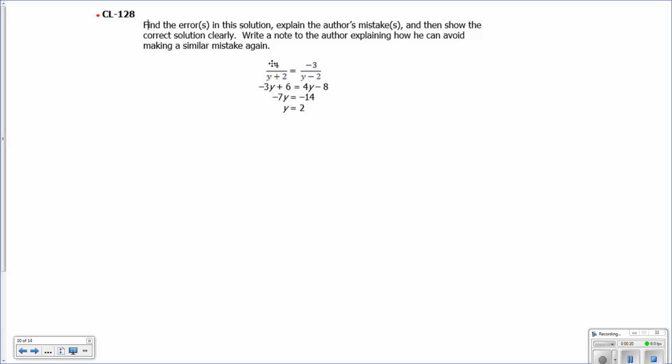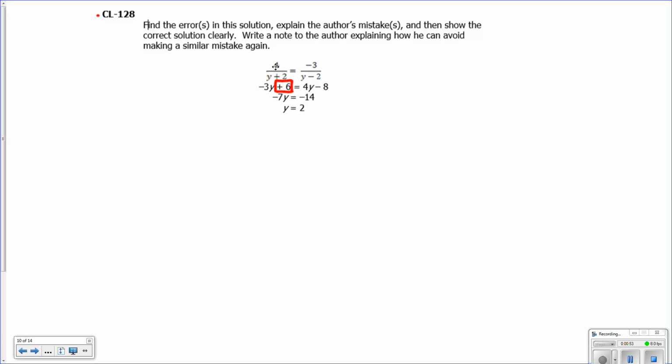The problem was 4 divided by the quantity of y plus 2 equals negative 3 divided by the quantity of y minus 2. So they started out here, and it looks like they cross-multiplied. They did their negative 3 times the y, and got negative 3y, and then they had plus 6. So immediately right there, this is where the error has occurred. It's the sign on the 6.